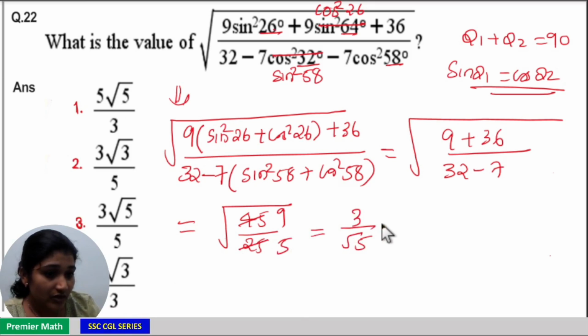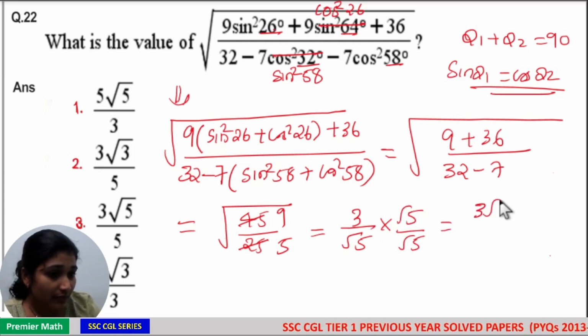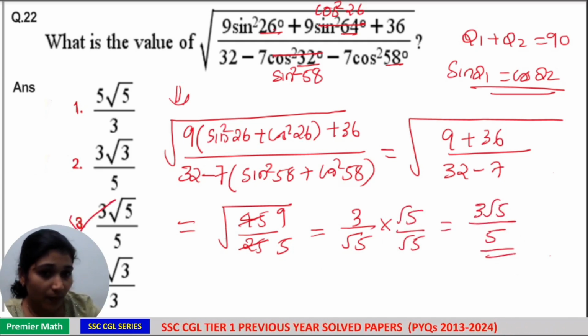Now 3 by root 5 is not in the answer. If I multiply it with root 5 by root 5, root 5 by root 5 is equal to 1. This will become 3 root 5 divided by 5. Option 3 is your answer.